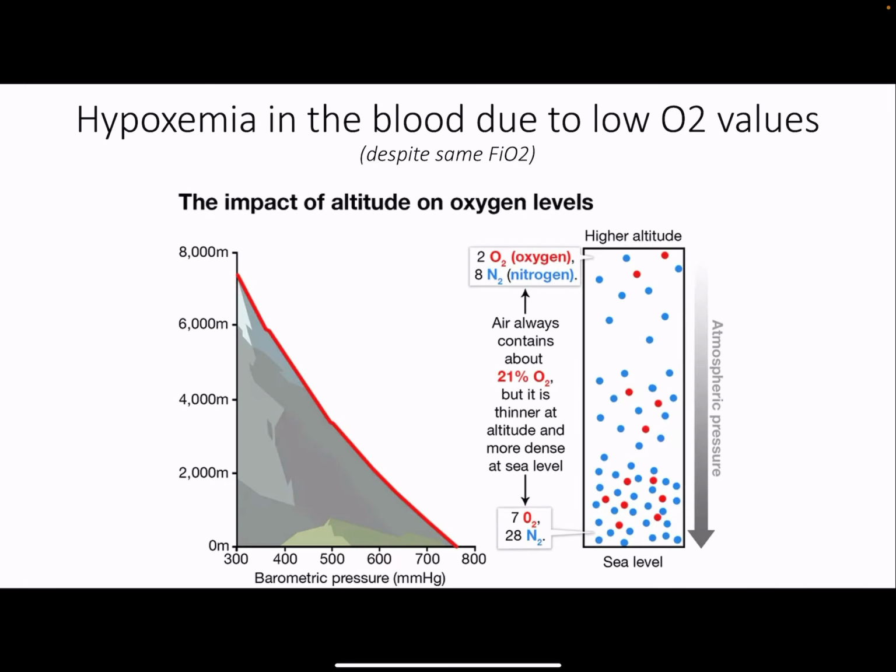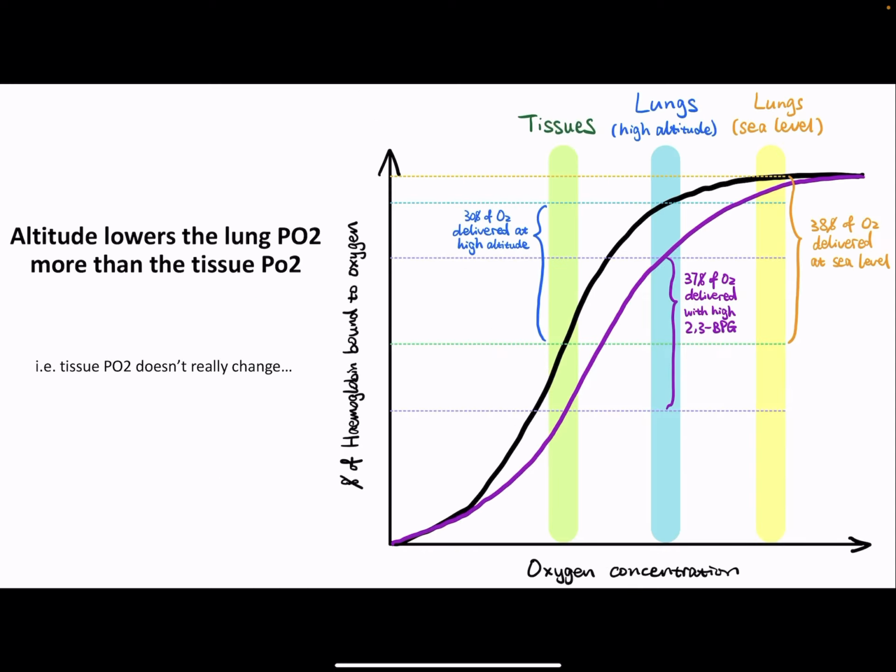When you go up in altitude, 21% of the atmospheric pressure is still oxygen. That doesn't change if you go up in the air. It's just the total amount that changes. So we might have 760 down here, and we might have like 400 up here, but it's still 21% regardless of where you are.